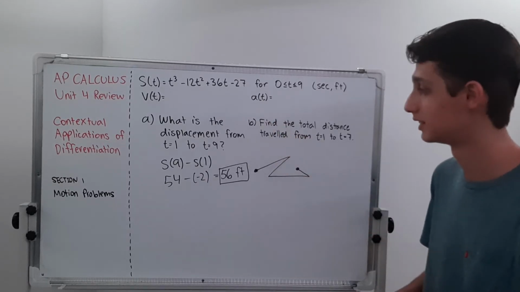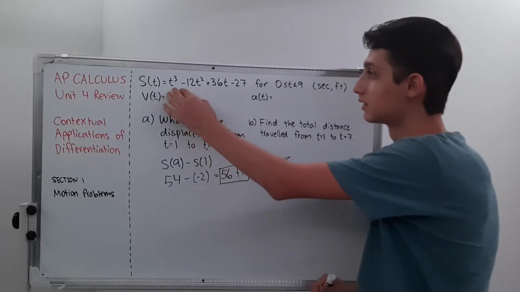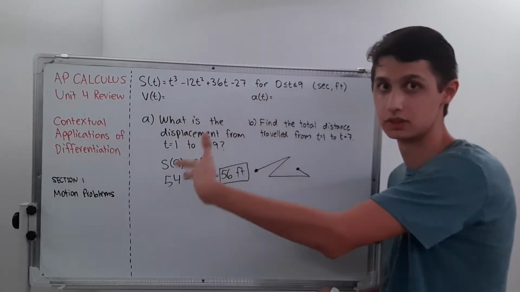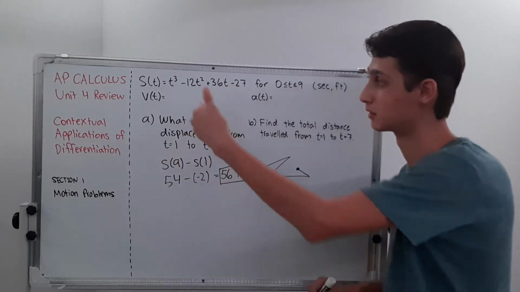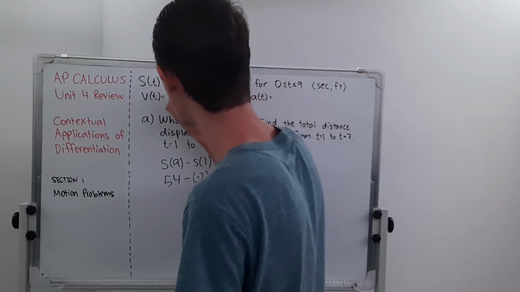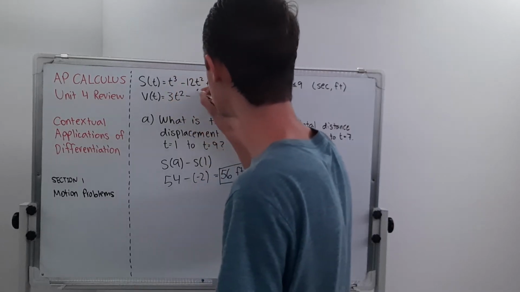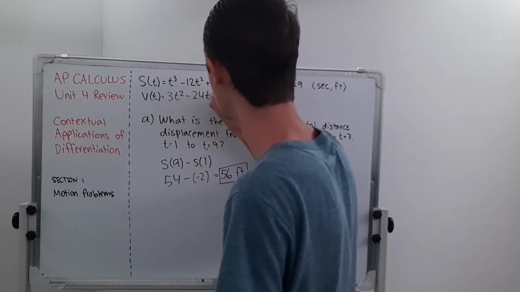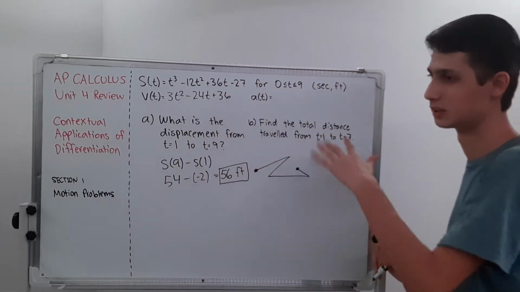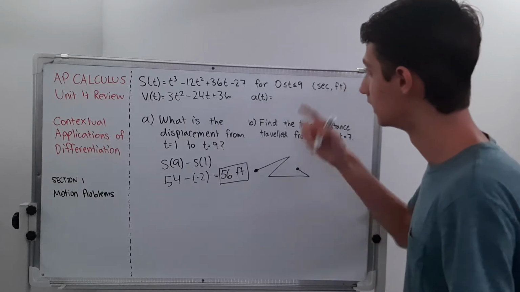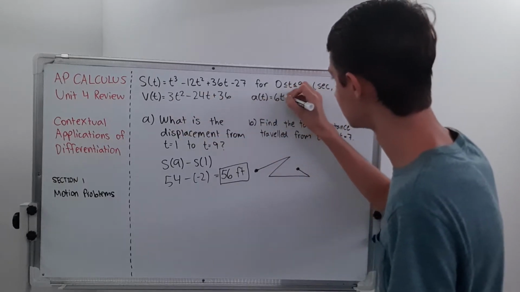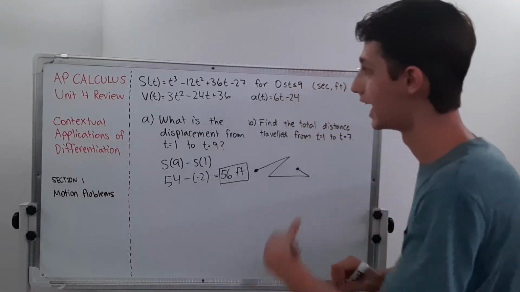First, let's calculate the velocity. Our velocity is just going to be the derivative of the position. Velocity is just the rate of change of position with respect to time. So it's going to be 3t squared minus 24t plus 36. And then, just because, let's do the acceleration, even though that's not going to help us during this problem. But it's pretty easy. We just do the power rule again. So that's going to be 6t minus 24, and that's it.